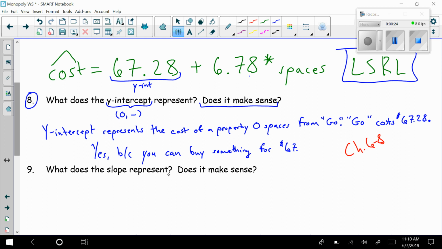What does the slope represent? And does it make sense? Okay, so on number 8, you can see that I've already talked about the y-intercept. That was this one. The slope is this right here, right? This 6.78.